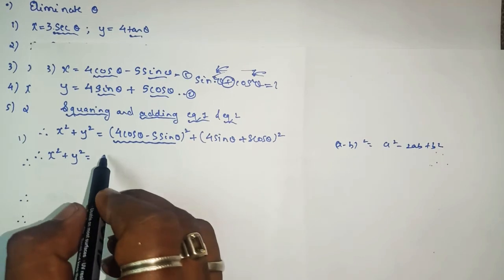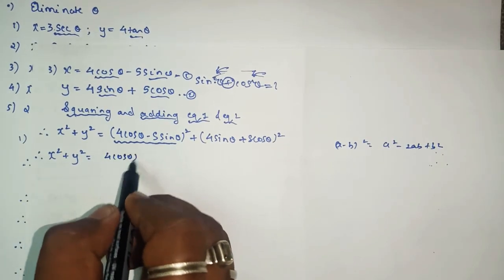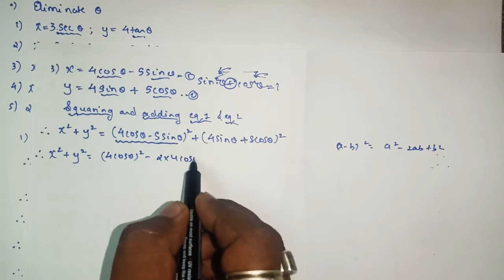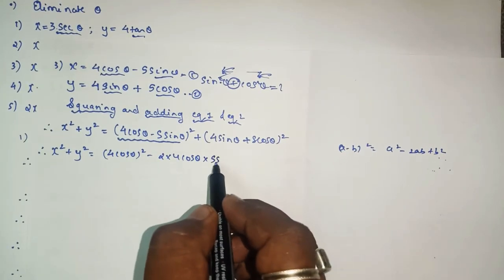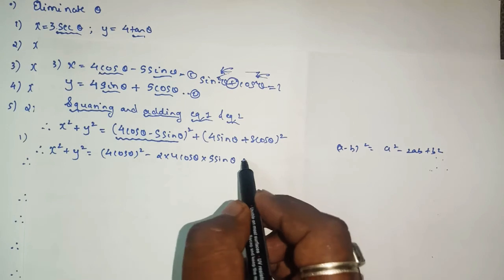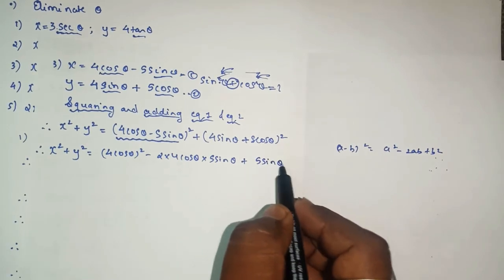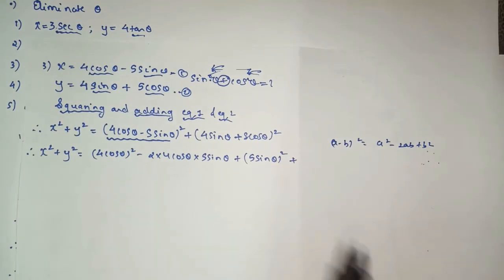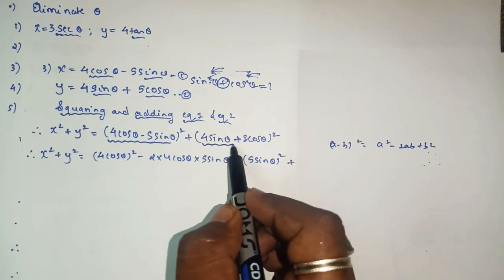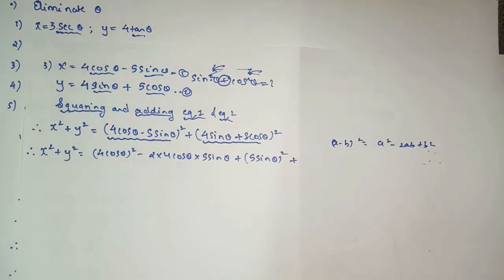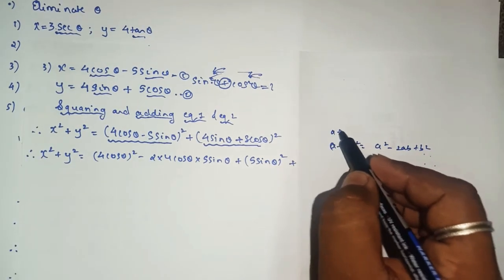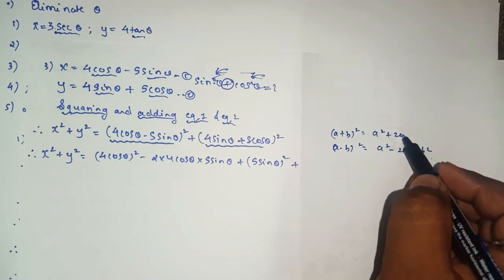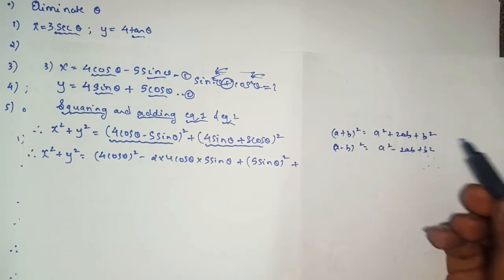So we'll apply the formula. A square minus 2ab plus b square. Yes or no? Then here we have plus, and seeing this part we come to the conclusion that it looks like a plus b the whole square formula, that is a square plus 2ab plus b square. Yes or no?